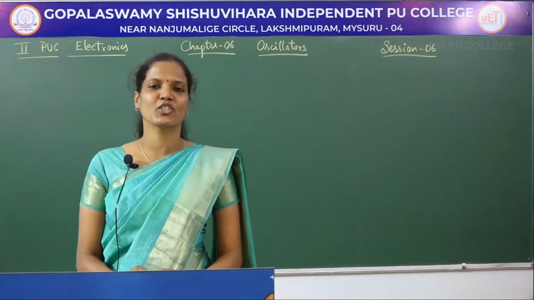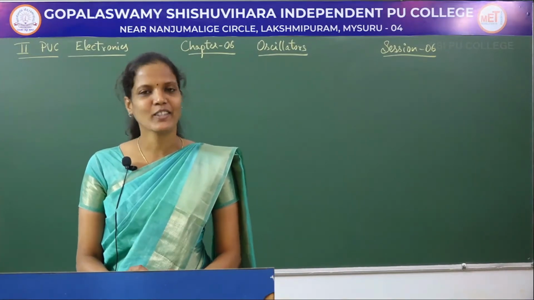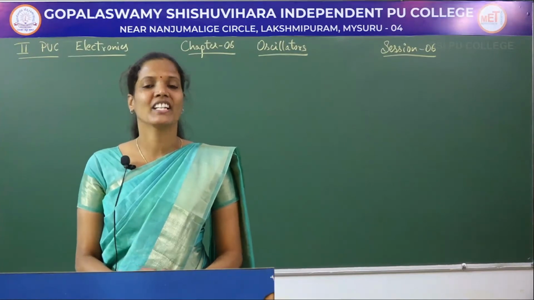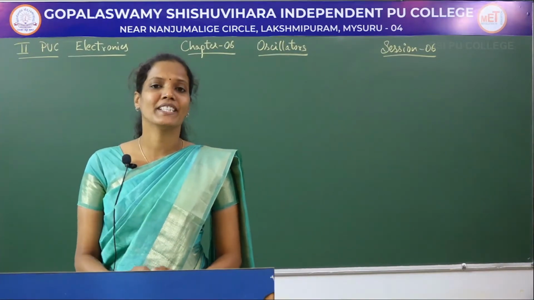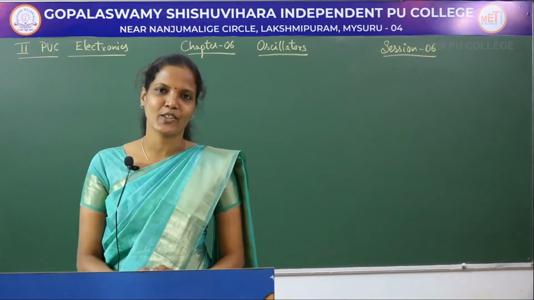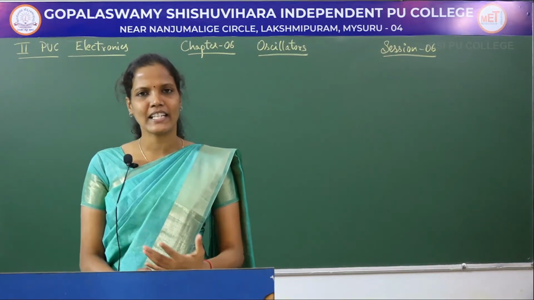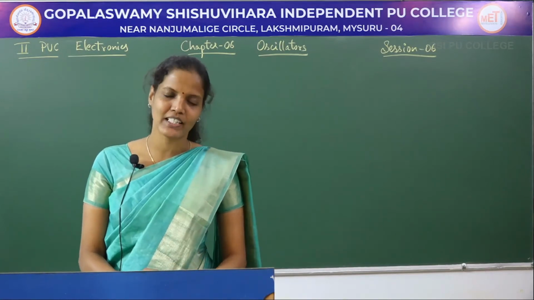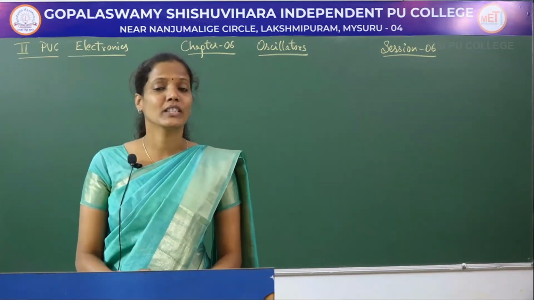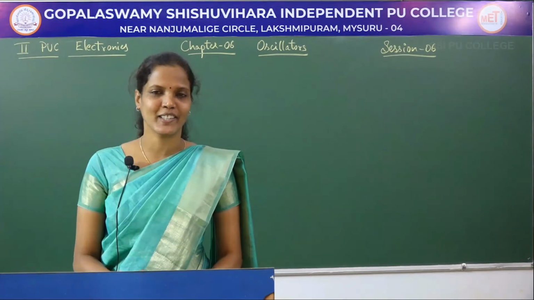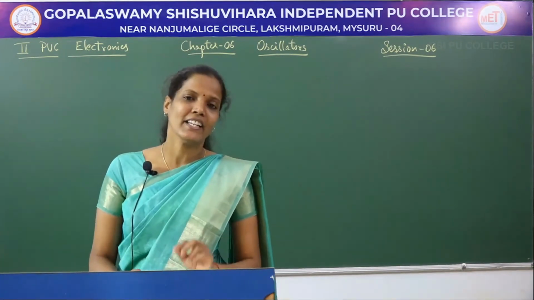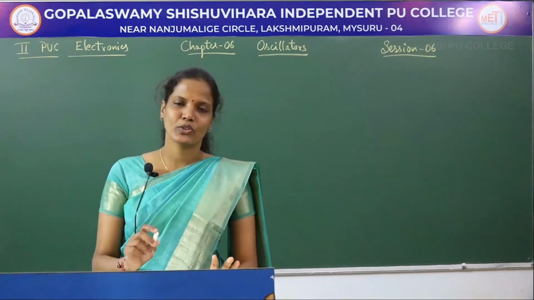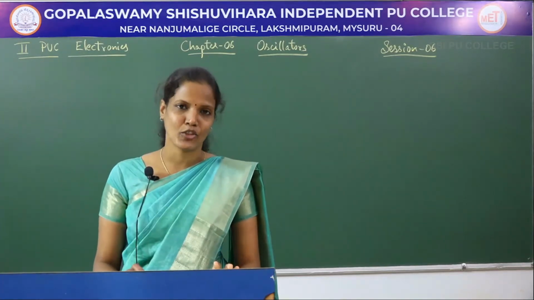This is the 6th session of the 6th chapter, that is oscillators. In the last few sessions we discussed oscillators, tank circuits and different types of oscillator circuits, that is LC oscillators. LC oscillators were again classified into two types, Hartley oscillators and Colpitts oscillators, and then we dealt with the other type of oscillator circuits, that is RC oscillators, in which R and C were the important components used in order to generate the sinusoidal signals.